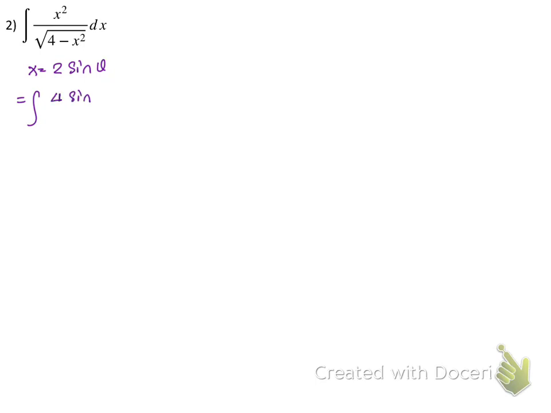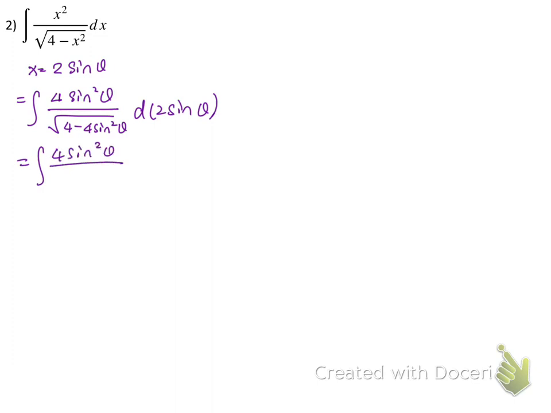4 sine squared theta (2 sine theta squared) over square root of 4 minus 4 sine squared theta, d(2 sine theta). This gives me the integral 4 sine squared theta over 2 cosine theta times the derivative of 2 sine theta: derivative of 2 gives me 2, derivative of sine theta gives me cosine theta d theta. So the 2 cosine theta and 2 cosine theta get cancelled, and we end up with, let me pull out the 4, sine squared theta d theta.